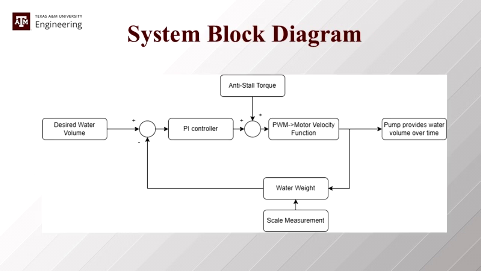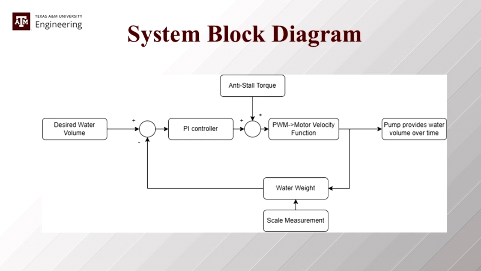This is a block diagram of what the system looks like as far as controls is concerned. For the input, we have a desired volume of water that we want inside of the tank, or the difference between the two tanks, which is then pushed into our PI controller. The reason we chose PI is because this is a velocity-based system, and so the derivative component does not factor much into changing anything about the system.